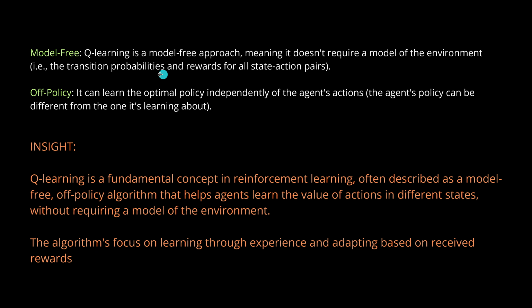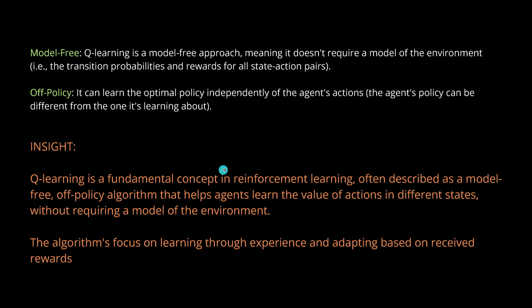Two important things you have to remember. Model-free and off-policy. Q-learning is a model-free approach, meaning it doesn't require a model of the environment. This means the transition probabilities and rewards for all the state-action pairs, as I just showed you. And off-policy, it can learn the optimal policy independently of the agent's actions. So the agent's policy can be different from the one it's learning about. This is beautiful.